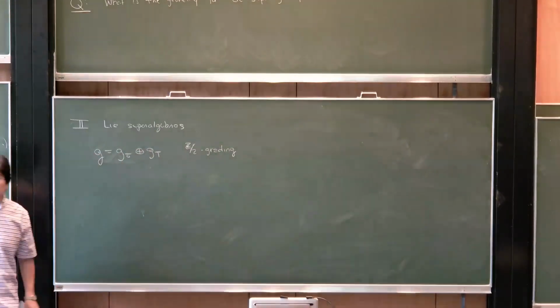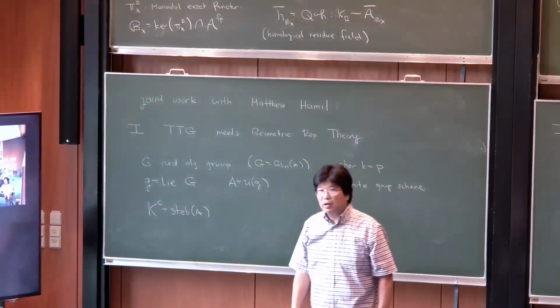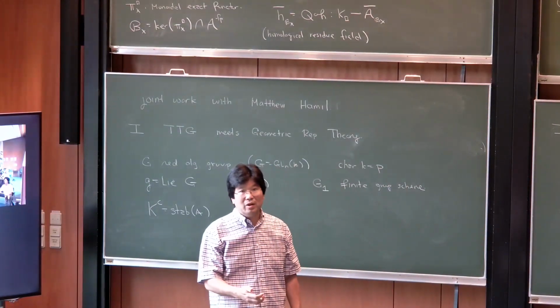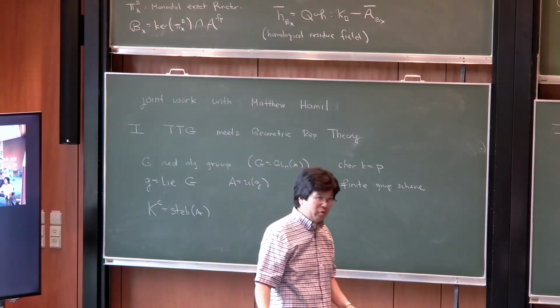And it satisfies the axioms, very similar to a Lie algebra, except you have to put minus ones everywhere. And it satisfies things like the super Jacobi identity.